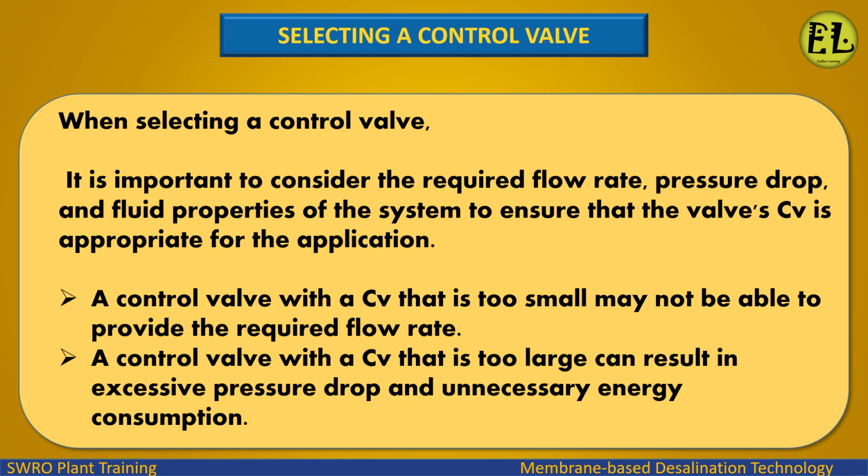Selecting a control valve. When selecting a control valve, it is important to consider the required flow rate, pressure drop, and fluid properties of the system to ensure that the valve's CV is appropriate for the application. A control valve with a CV that is too small may not be able to provide the required flow rate. A control valve with a CV that is too large can result in excessive pressure drop and unnecessary energy consumption.